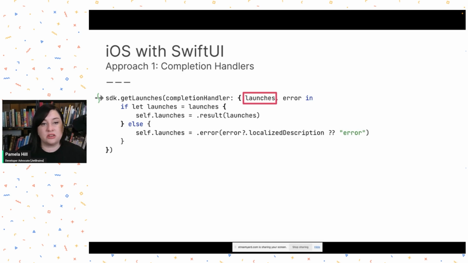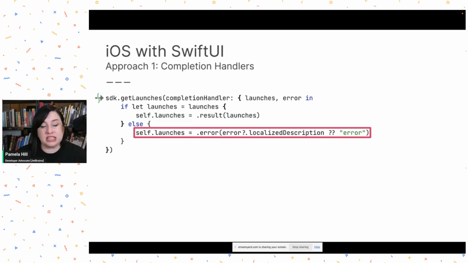So depending on the state and depending on the contents of that state, so if it's the result state, there might be some launches inside of it. Depending on the state of that self.launches, your screen will be updated. So if there's some launch data that comes through in your completion handler, you will set that published variable to a result enum. But if there's an error, you will set it to an error enum with a nice message.